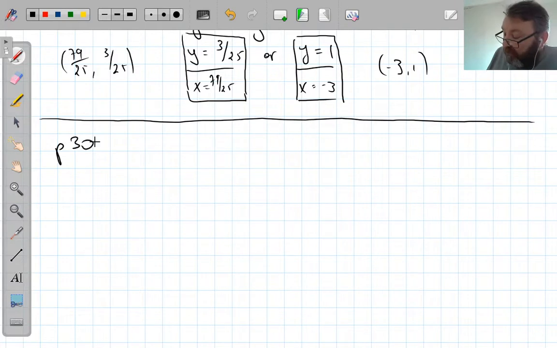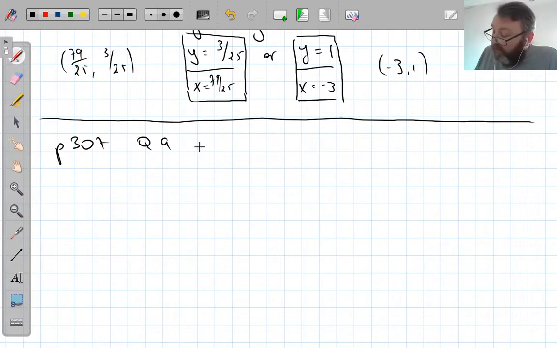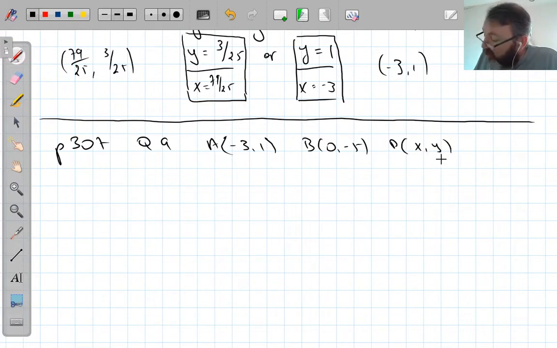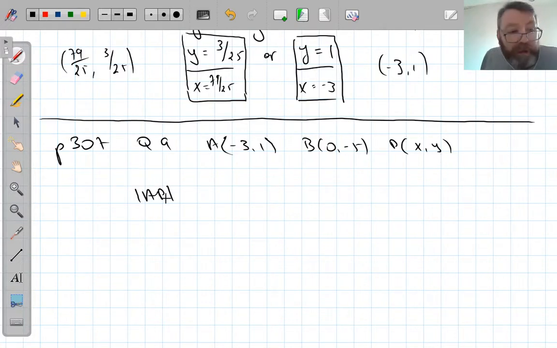Page 307, question 9. Okay, A is minus 3, 1. B is 0, minus 5. And P is xy. Okay. If the distance between A and P is equal to 2 times the distance between B and P, prove that x and y satisfy the equation. Now, in other words, do what the question tells you to do. Look, the distance of AP, and we want to prove that it's equal to 2 times the distance between B and P. So those 2 straight lines mean the distance.